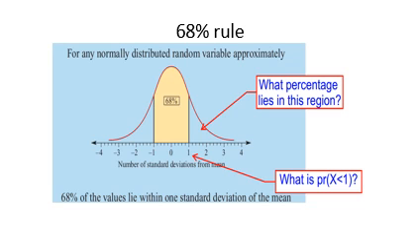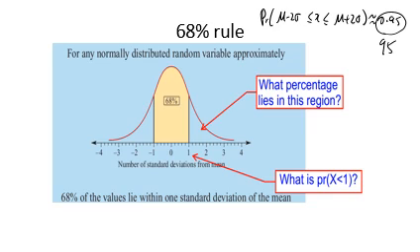You would have noticed the title of this was the 68, 95 and 99.7 rules. Well, what are we referring to? You might already be familiar with this. Probability mean minus 2 standard deviations less than or equal to x less than or equal to the mean plus 2 standard deviations is approximately equal to 0.95. That's the so-called 95% rule. So we say that we expect that 95% of the values will lie within 2 standard deviations of the mean.